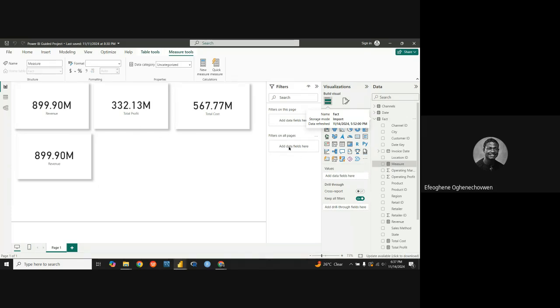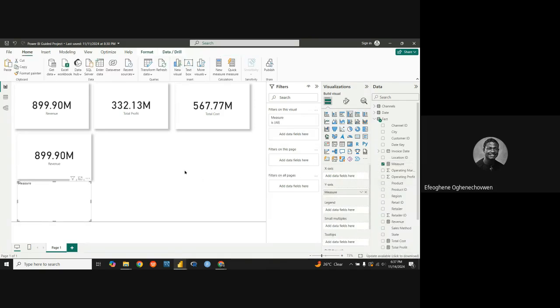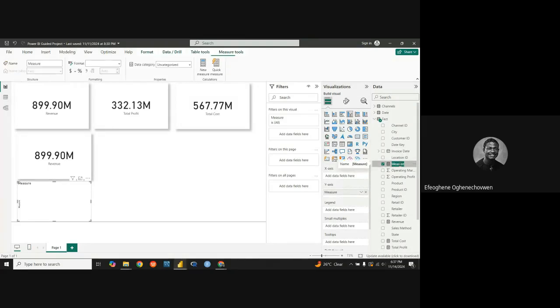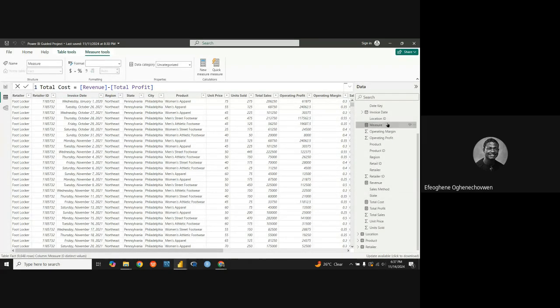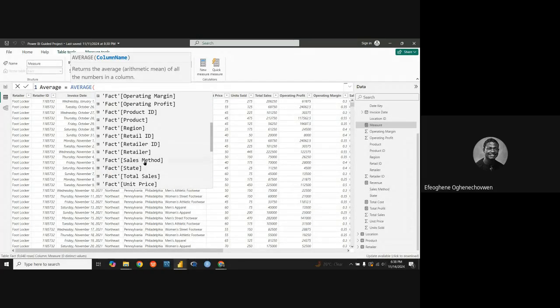Why is my Power BI doing like this today? Okay, table. I thought I named this thing total cost. Okay, so we'll call this average price. So I will show you why these are key metrics. Average. How do you spell average again?